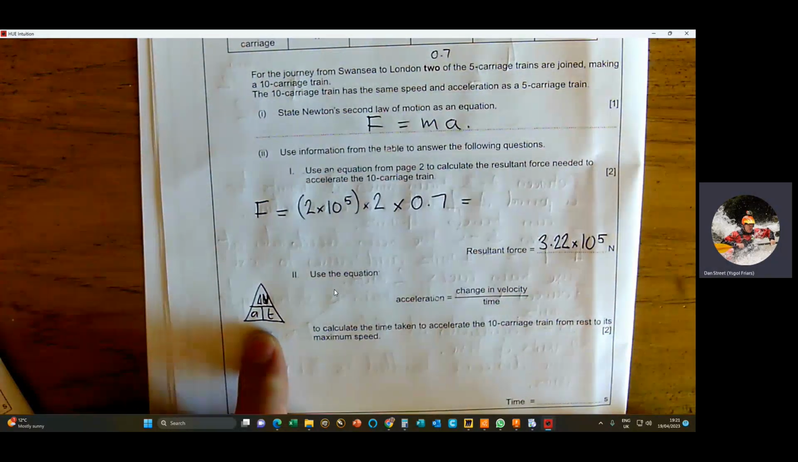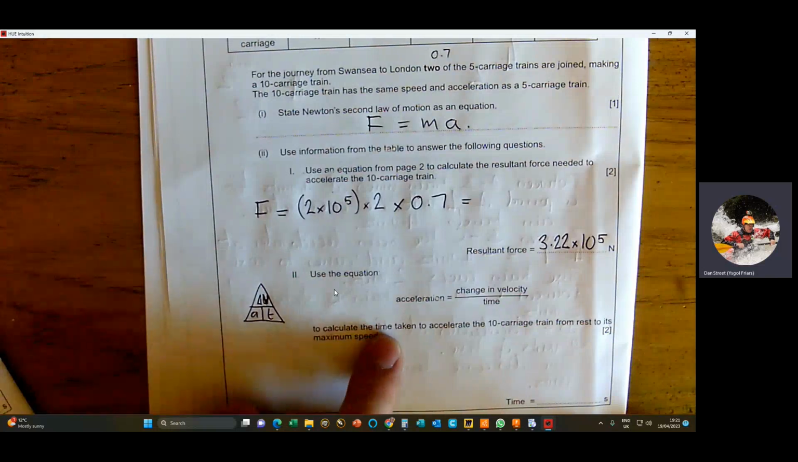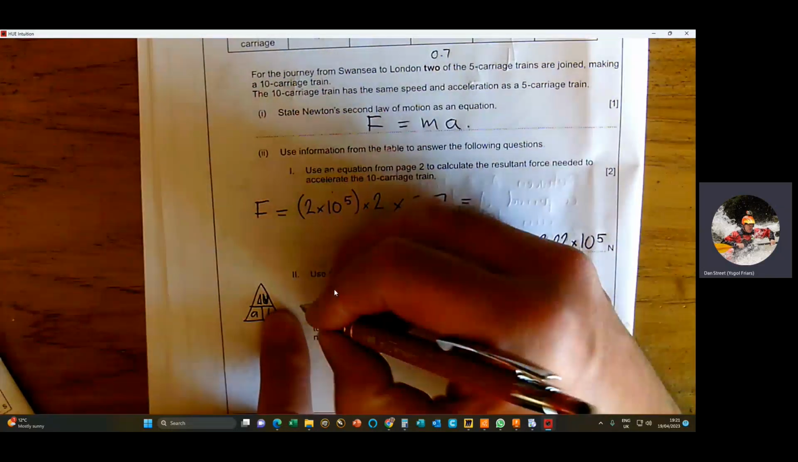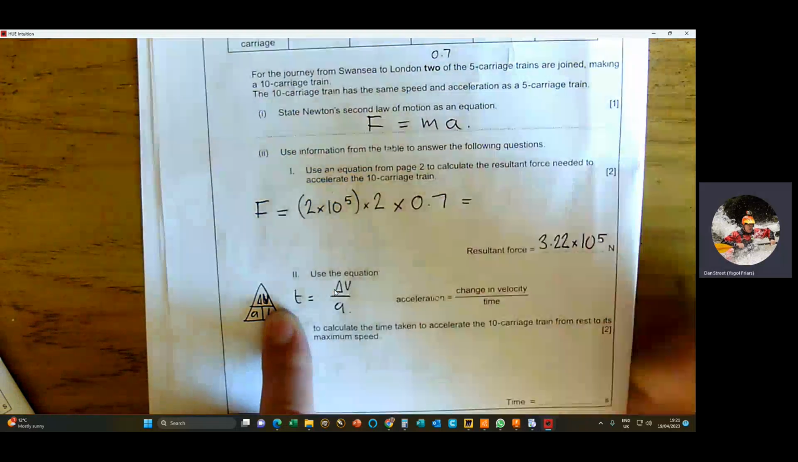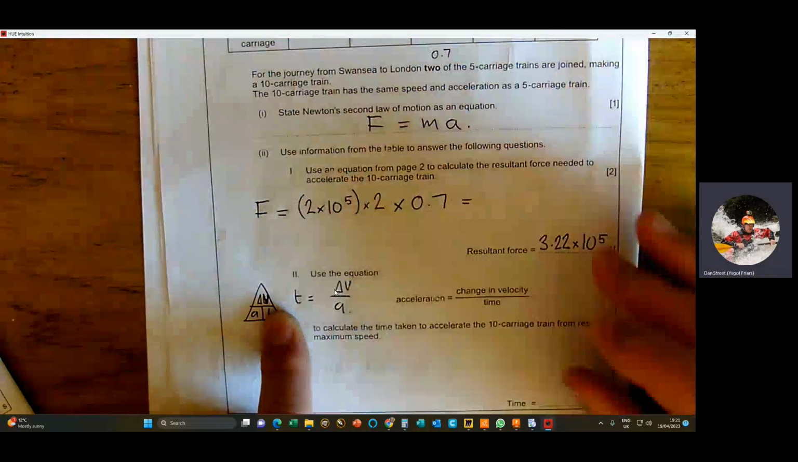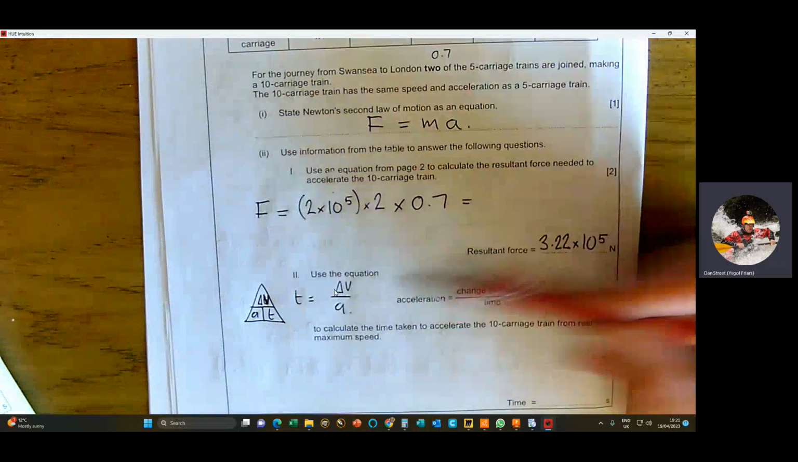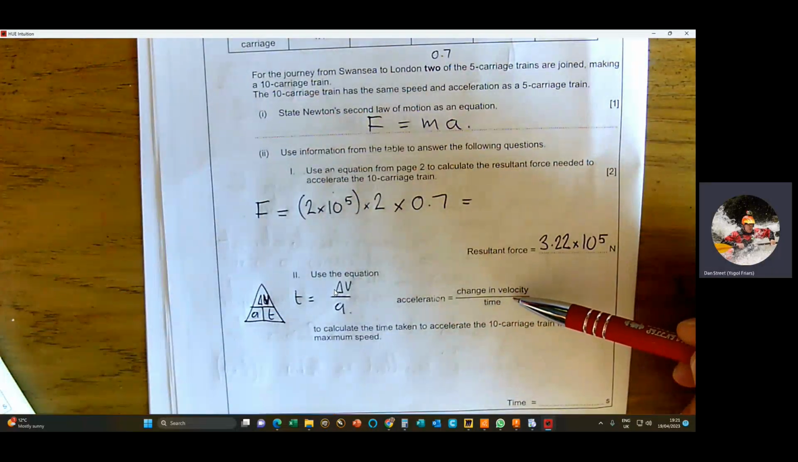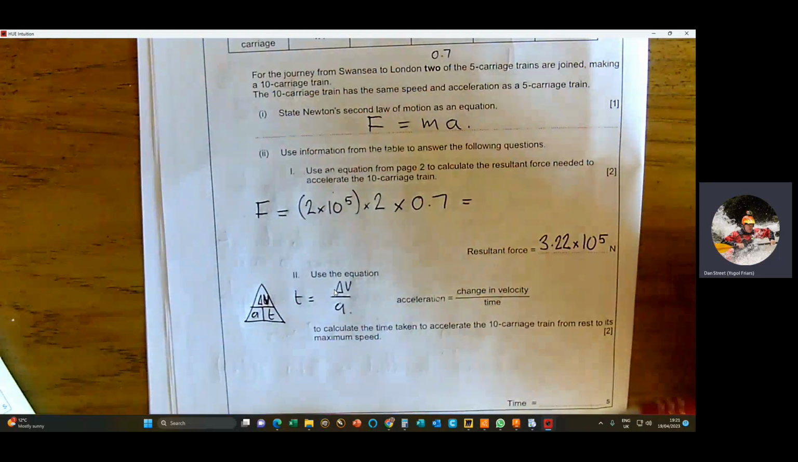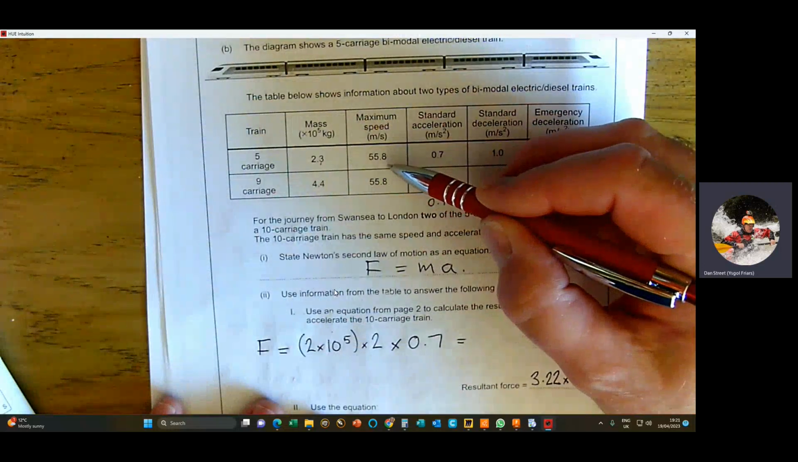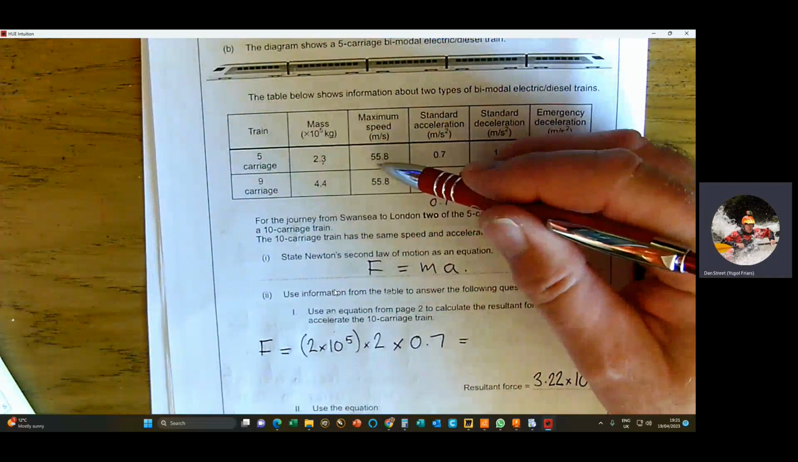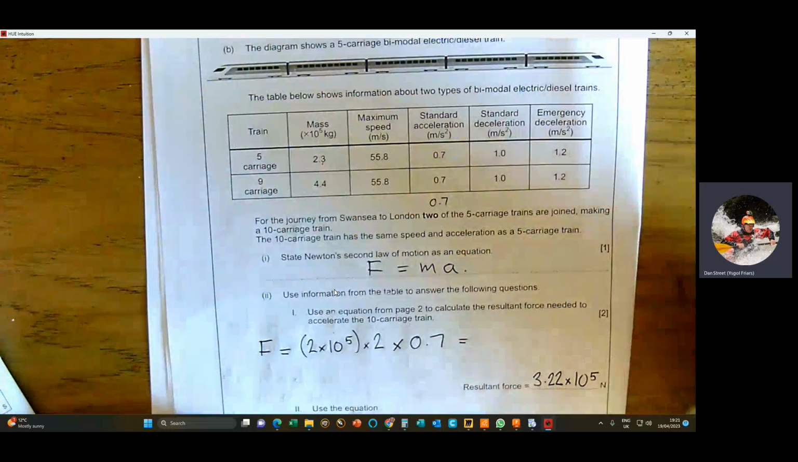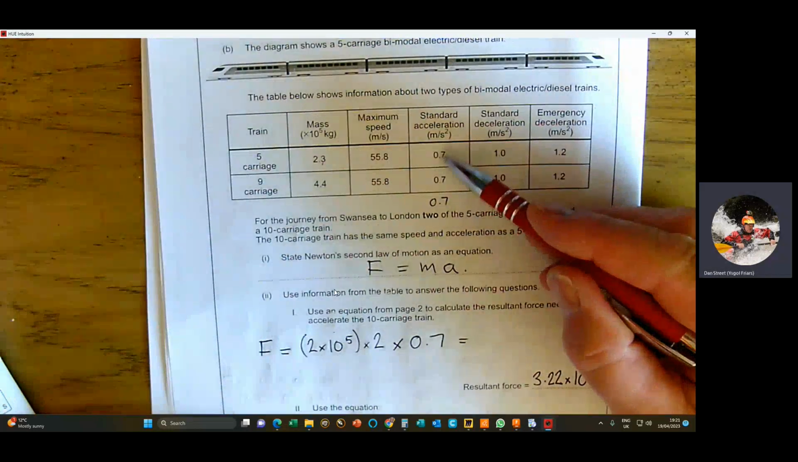In order to use this equation, we need to ask ourselves, what do we want to know? We want to know the time taken. So if we cover up time taken, time is going to be delta v over acceleration. That's how triangles work. So delta v, the change in velocity, is from rest to its maximum speed. Rest is 0 meters per second, and the maximum speed is 55.8. So delta v is 55.8 take away nothing, which is 55.8, and then the acceleration is 0.7.